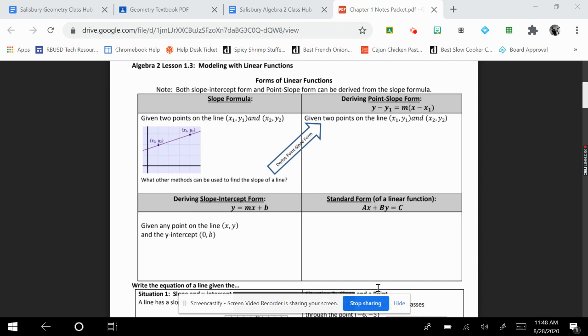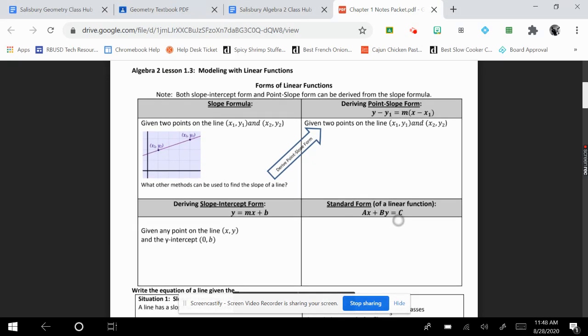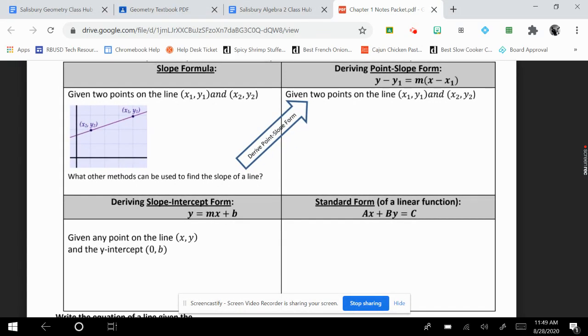We did a whole chapter, actually a couple sections, on parallel and perpendicular lines and writing equations for those. So this should be a little bit familiar, but we're going to go in depth and actually talk about where these things come from. So let's just jump right in, and we'll talk about the four different forms of equations that we have here.